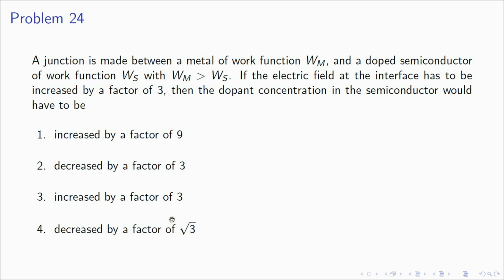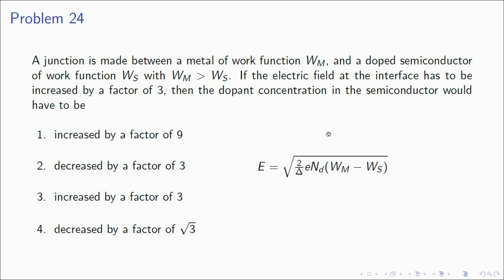Okay, so here we have a junction between a metal and a semiconductor, and if Wm is greater than Ws, then the electrons from the semiconductor are pulled into the metal surface, and that produces a local electric field at the interface. So this is called a Schottky junction.